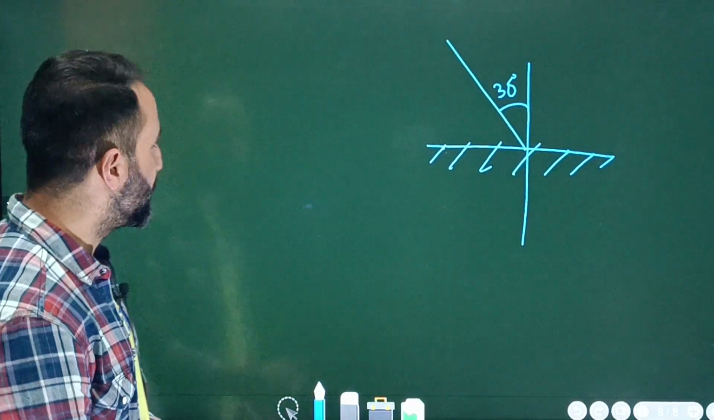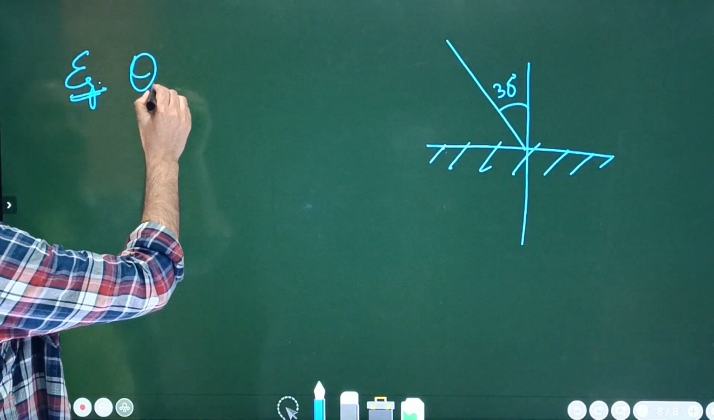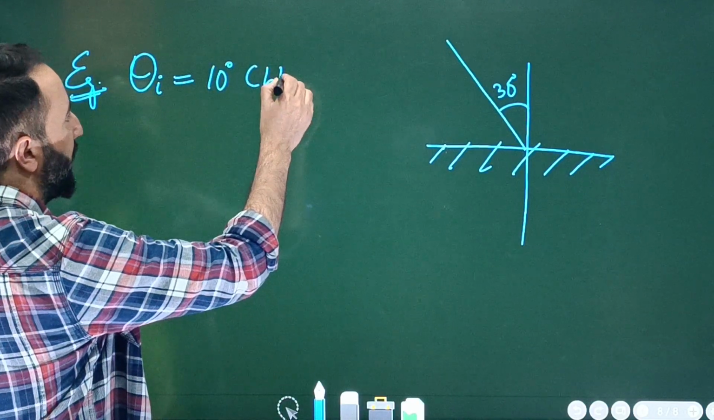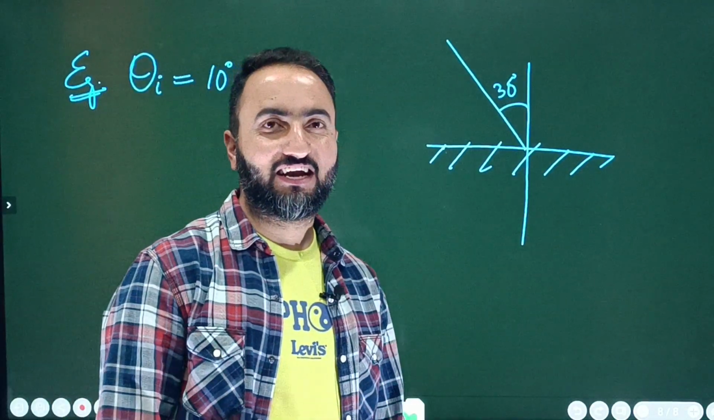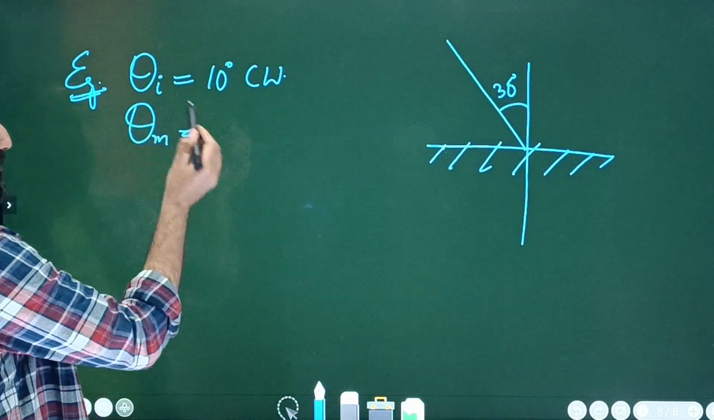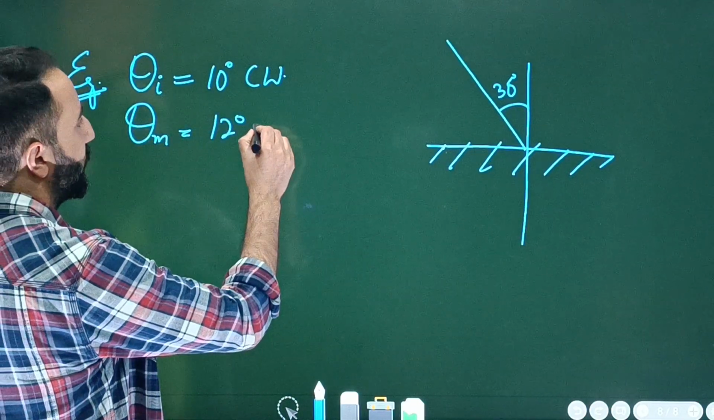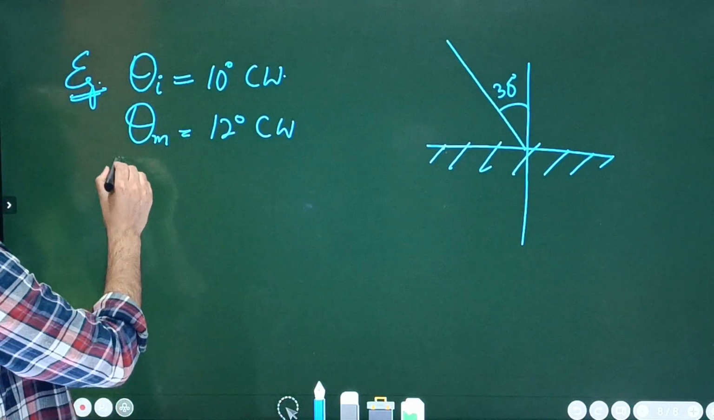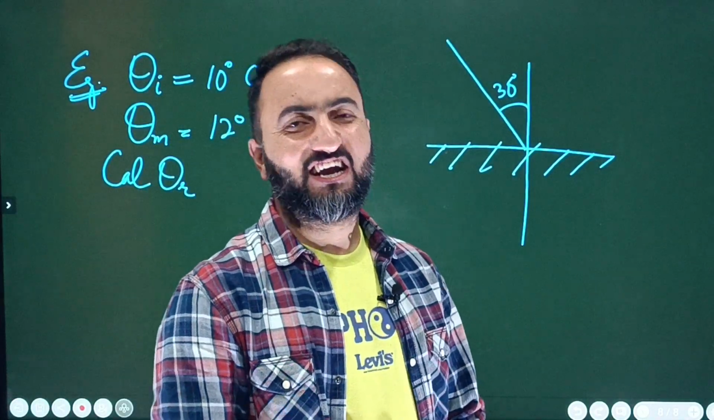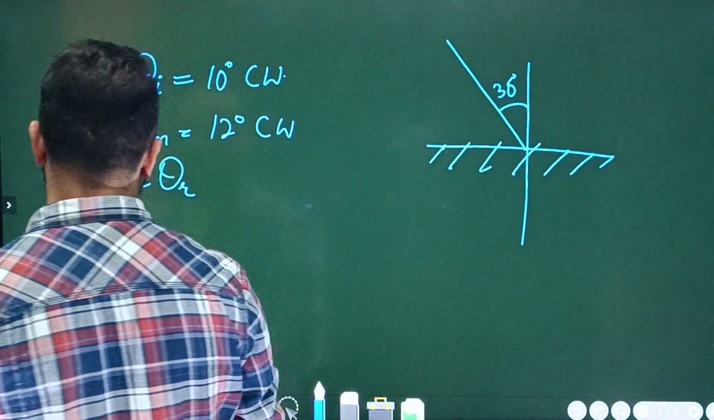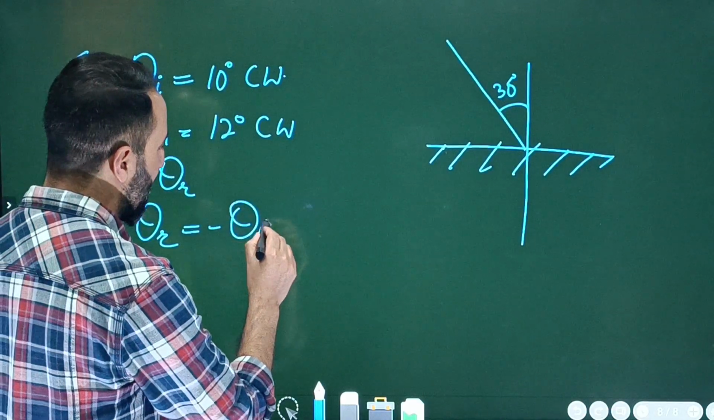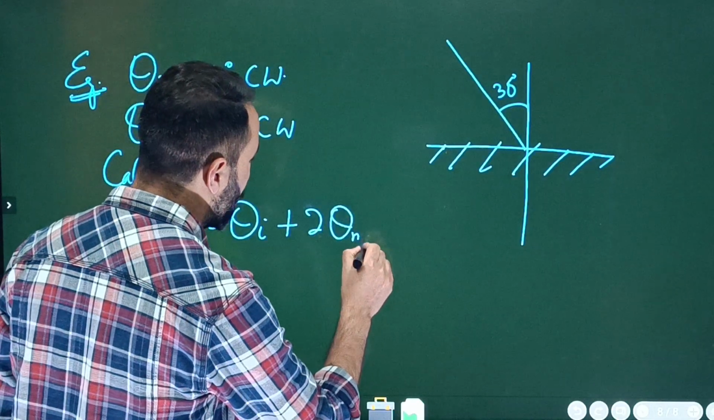Great, perfect. Now it's given to you that theta I, that the incident ray is rotated by an angle of suppose 10 degree clockwise. Then the mirror is rotated by an angle of suppose it is given to you 12 degree clockwise. Calculate theta r. What you have to calculate is by what angle the reflected ray is rotated. Okay. Simply what you will do is you will use the equation that theta r is equal to minus theta I plus 2 times theta m. But do take care of the directions.